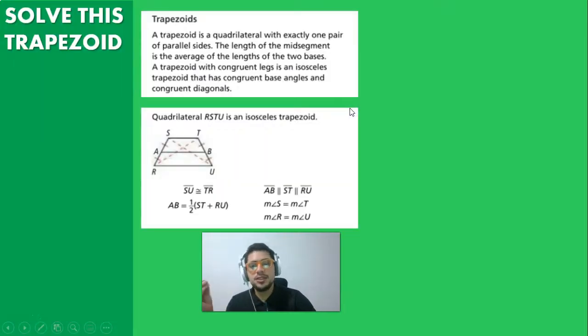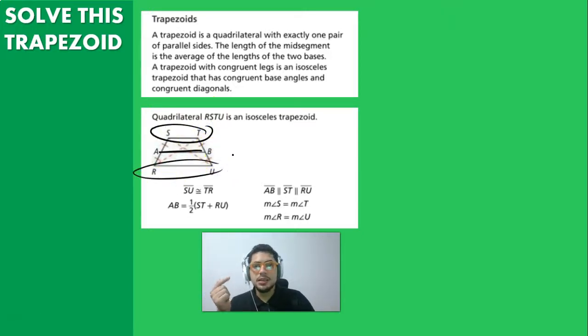Hello guys, welcome to today's video in which we're going to be solving a trapezoid. The first thing we have to take into account is the definition of a trapezoid and its most important characteristics. The trapezoid is a quadrilateral with exactly one pair of parallel sides, right? So in this case, ST and RU are going to be parallel sides. The length of the mid-segment, so AB, is going to be the average of the two bases, right?